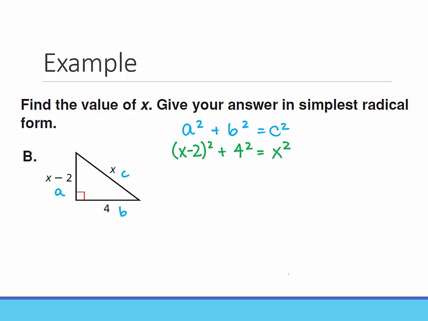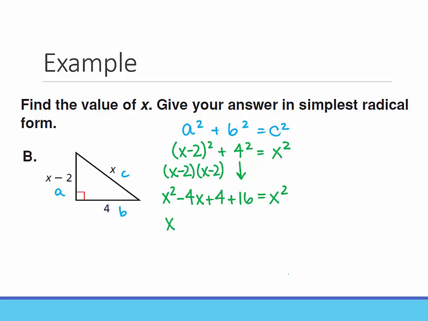So remember, you have to FOIL this. Do not get x squared minus 4. You have to do x minus 2 times x minus 2. Now this gives us x squared minus 4x plus 4. 4 squared gives me 16, and that equals x squared.